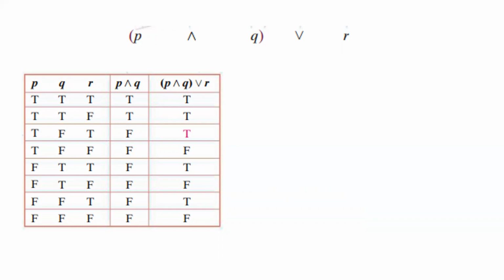The only rows where I'm going to have false are the 4th one, false, false, the 6th one, false, false, and the 7th one, false, false. And in every other case, I either have both of my statements being true, or I have one statement being true and one statement being false.